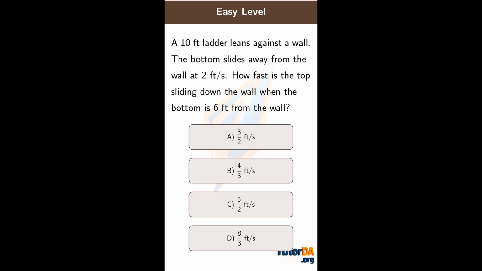A 10-foot ladder leans against a wall. The bottom slides away from the wall at 2 feet per second. How fast is the top sliding down the wall when the bottom is 6 feet from the wall?